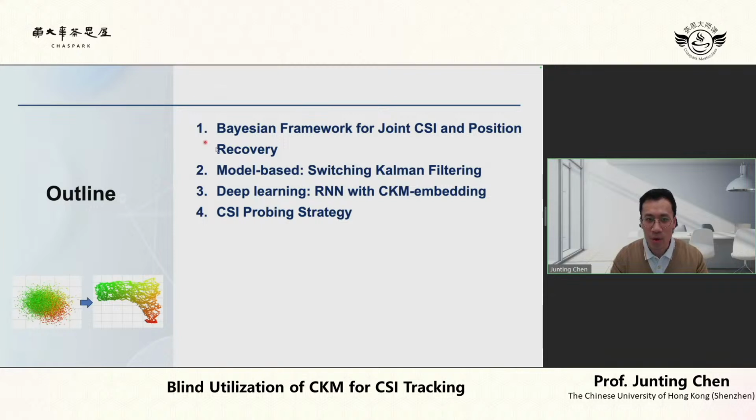So this is the outline. We'll revisit the Bayesian framework for joint CSI and position recovery. We have already roughly talked about this in lecture 2.4, where we studied blind CKM construction. And now we will see that when we talk about the more specific problem of CSI tracking, we need a more sophisticated model, but the framework remains the same. And we introduce two tools. One is a model-based tool, where we develop a switching Kalman filtering method. And the second tool utilizes deep learning, where we'll talk about a recurrent neural network with CKM embedding. And finally, we briefly mention how we do CSI probing and integrate everything together.